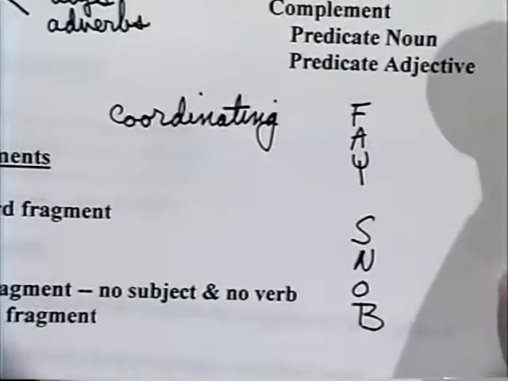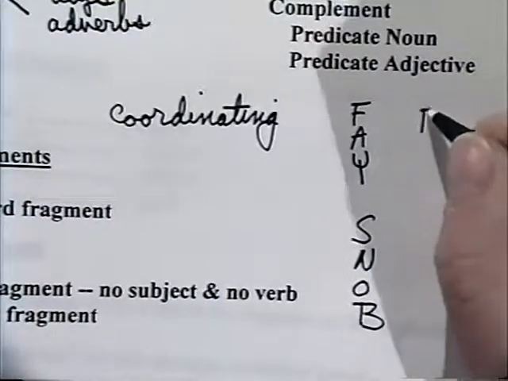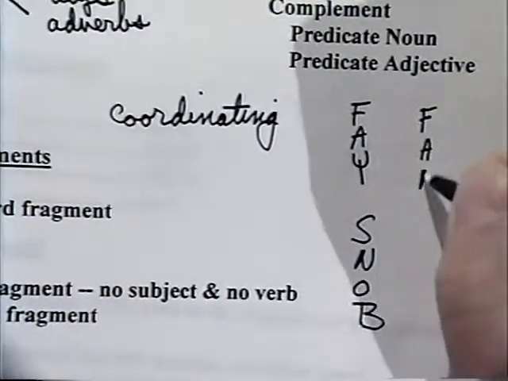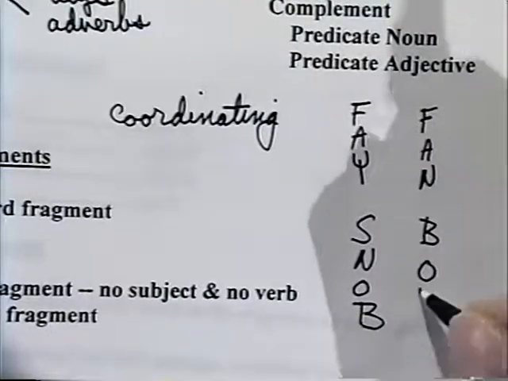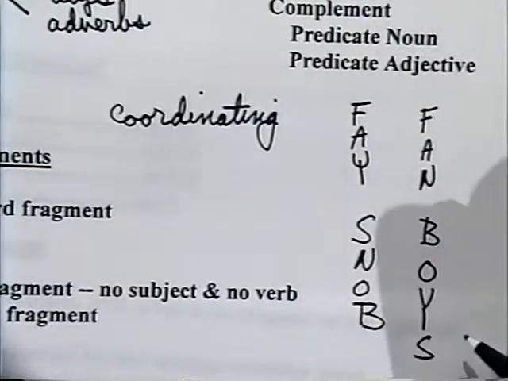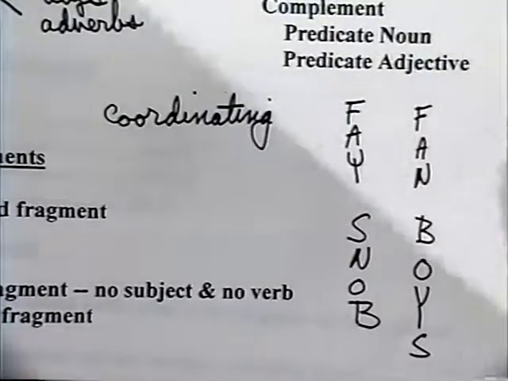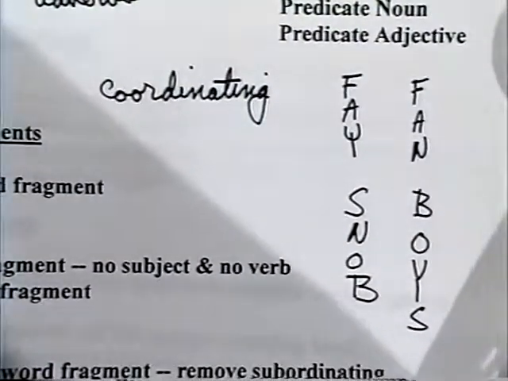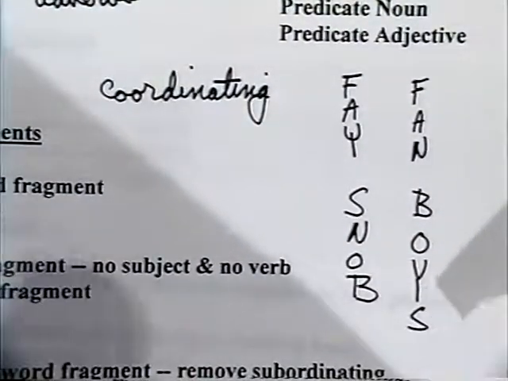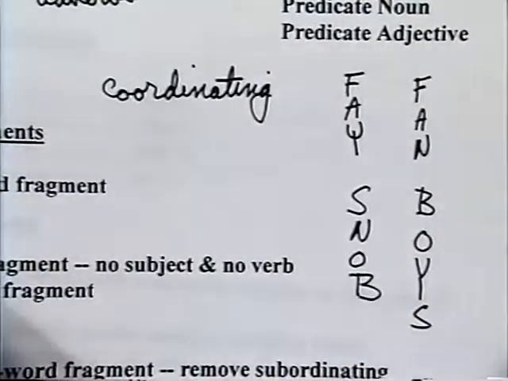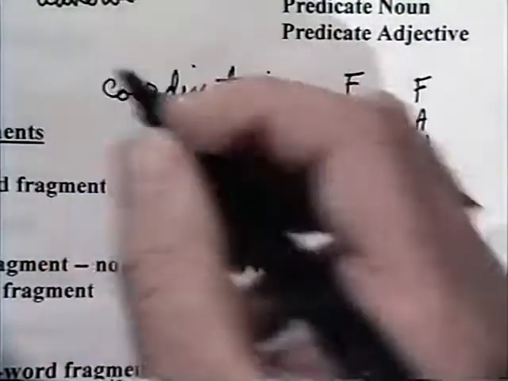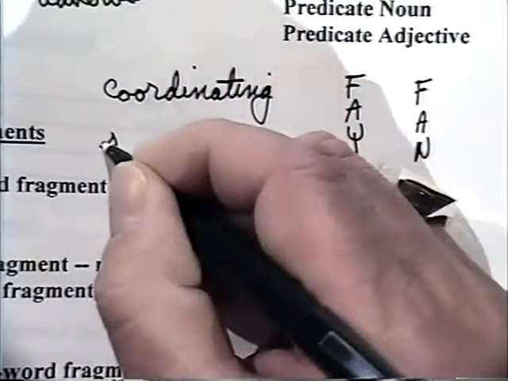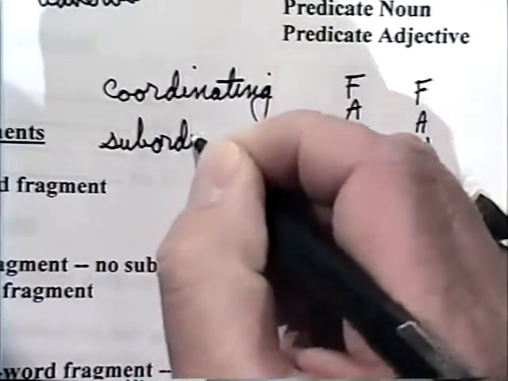Now, I notice many instructors, instead of using that, they tell students to remember the word fanboys. Same principle. The first letter of each of those words is the first letter of each of the coordinating conjunctions. And again, coordination means what? Join. So the coordinating conjunctions join other words together. Then we looked at the other kind of conjunction, which we call the subordinating conjunctions.